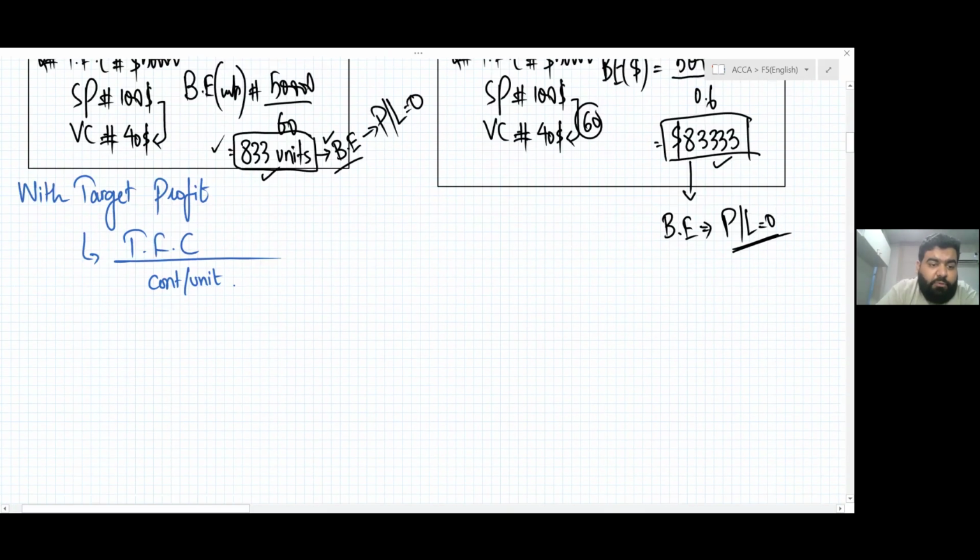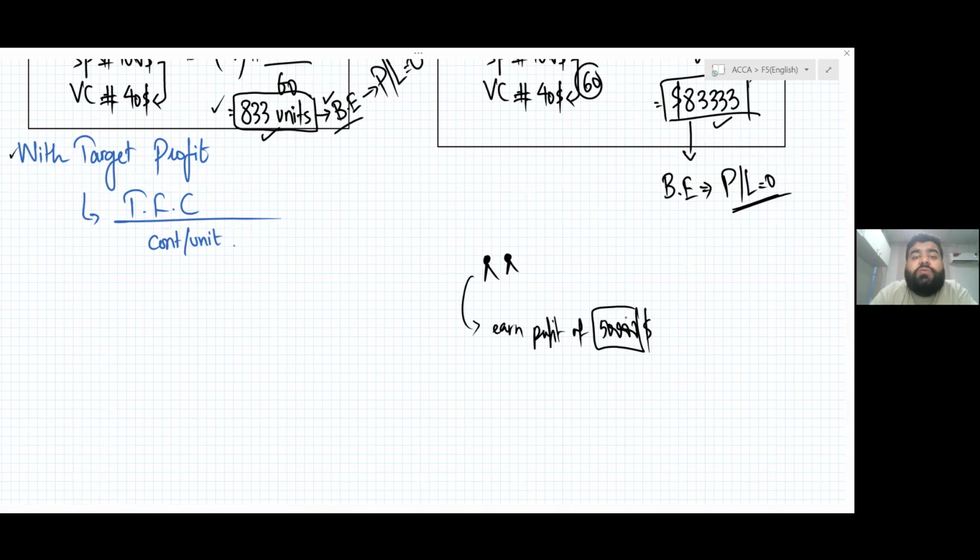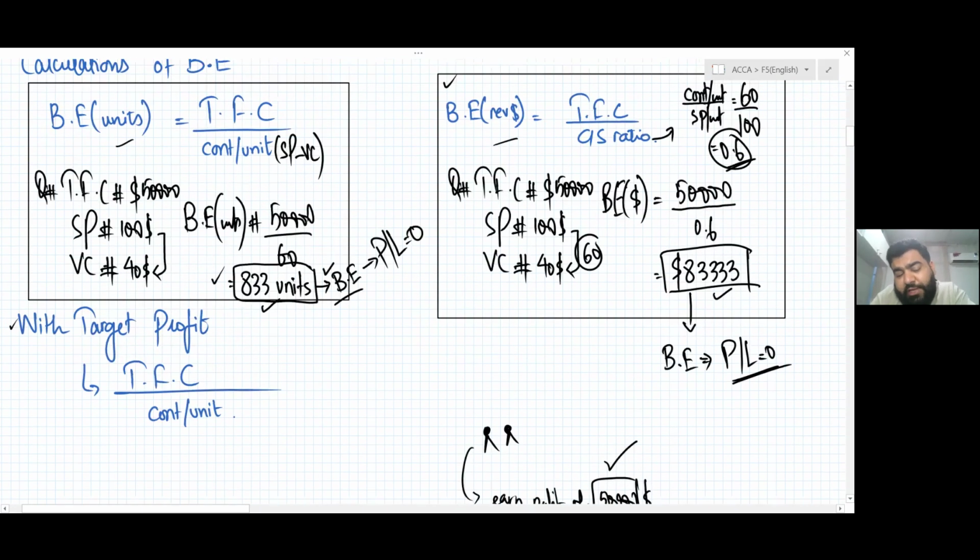Now there is one extra formula derived from the CVP, which is the target profit formula. For example, if managers decided to earn a profit of 50,000, just giving the example, they want to earn a profit of 50,000. Now they want to know how many units we must sell so that we can earn that profit. We have understood the formula in which we saw how many units we sell to reach the break-even point.